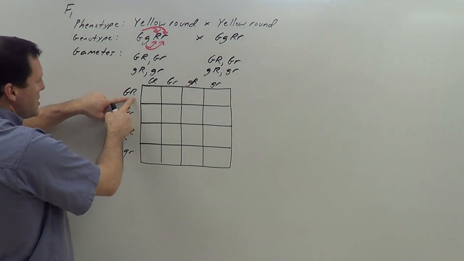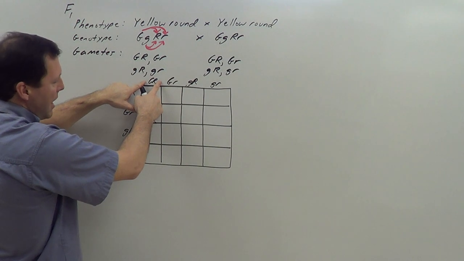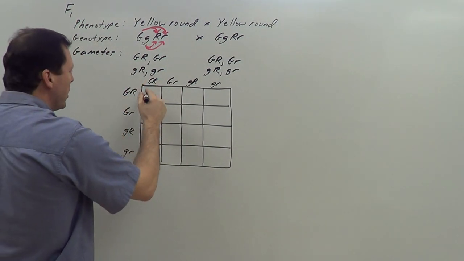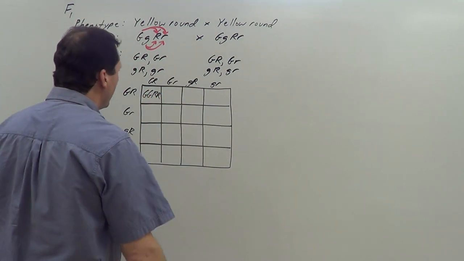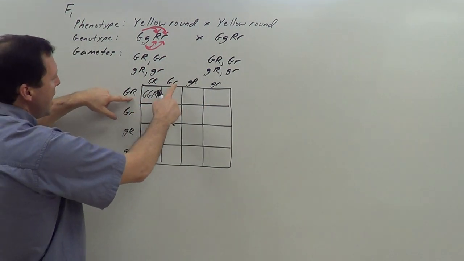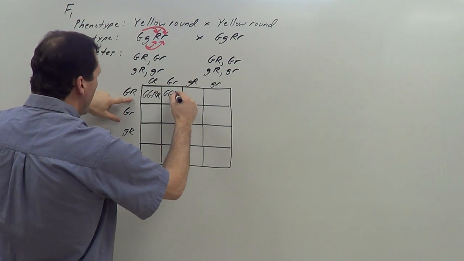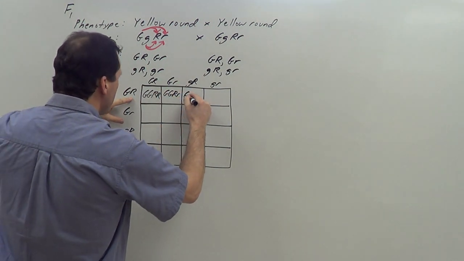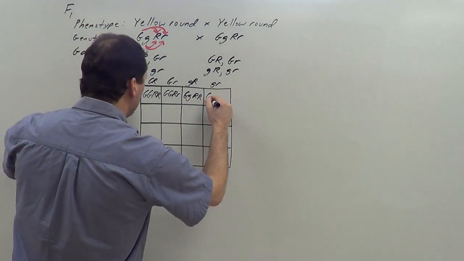What if a gamete containing a capital G and a capital R fertilizes a gamete containing a capital G and a capital R? What's the resultant genotype of the offspring? Capital G, capital G, capital R, capital R. And I keep doing this. What about this gamete and this gamete? Capital G, capital G, capital R, lowercase r. And I keep working my way across. A little tedious, but good information.